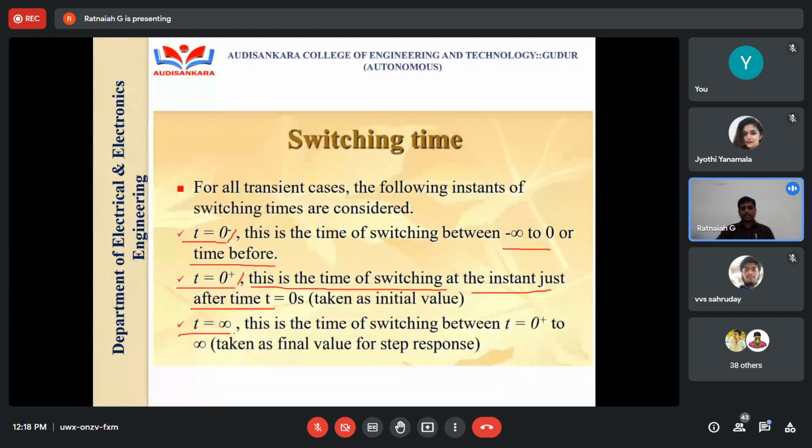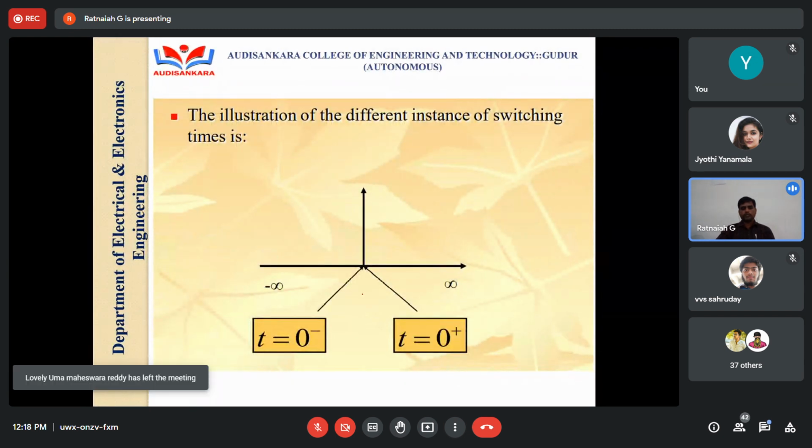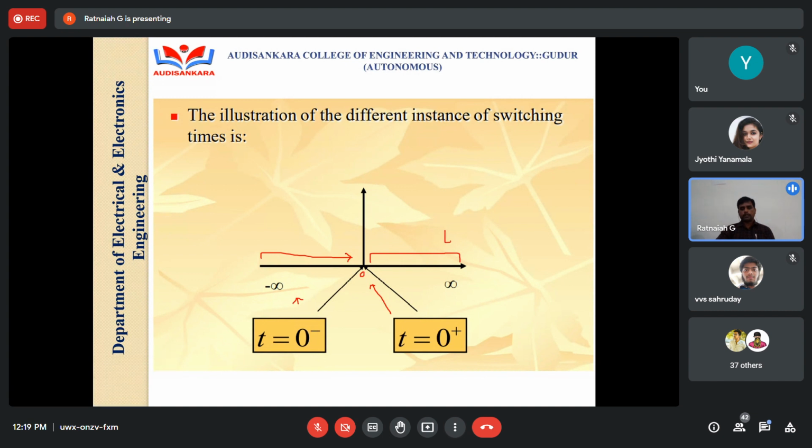Now the last one is t equal to infinity. You can consider the time from t equal to 0 plus to infinity as the final value. To understand what t equal to 0 minus, t equal to 0 plus, and t equal to infinity are, if we clearly observe this, this is the 0 point. From minus infinity to 0, you can take this as 0 minus. And at t equal to 0 plus, this is the value. And from 0 to infinity, you can call it t equal to infinity.